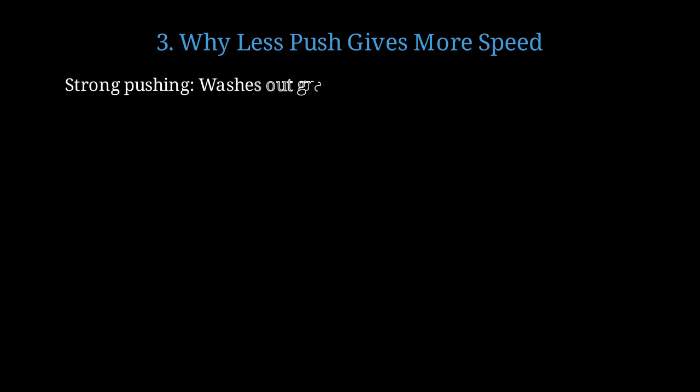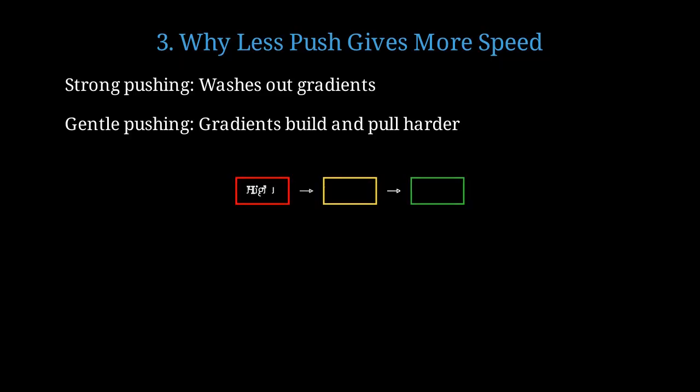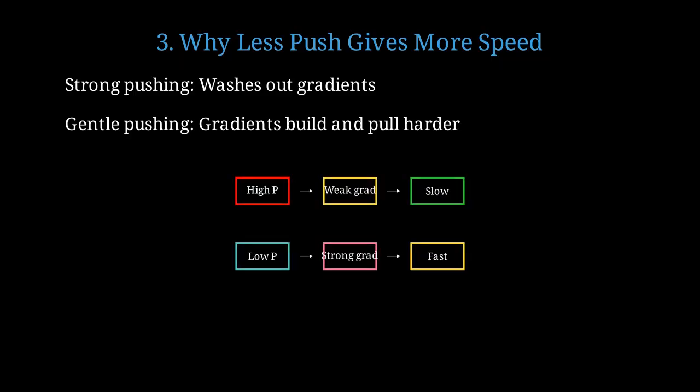When you push hard, you wash out the surface tension gradients. The flow is too fast for gradients to build up. With gentle pushing, surface tension gradients can build up and stabilize, creating stronger pulling forces along the interface. This comparison shows how high pressure washes out gradients and produces slower flow, while low pressure allows strong gradients to build, producing faster flow.